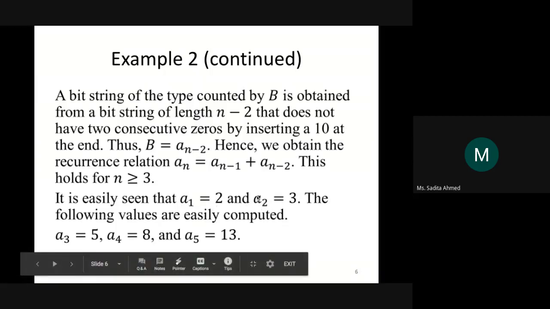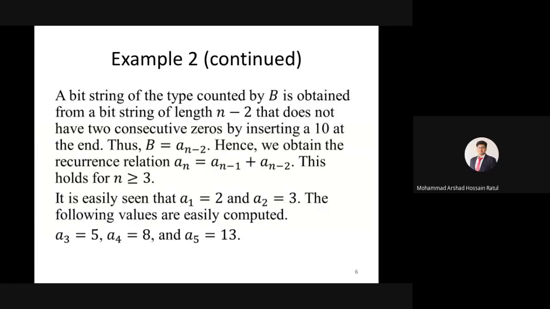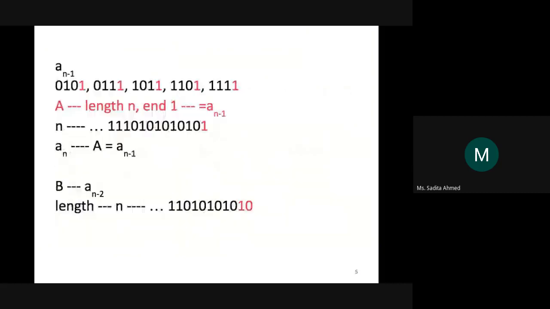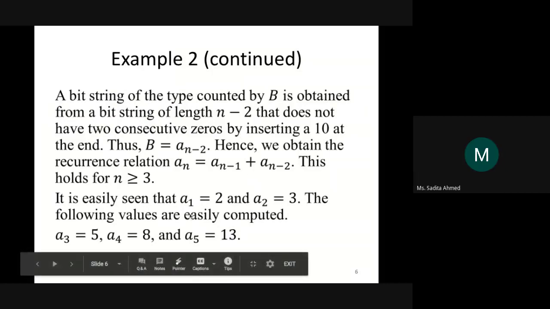A2 is the count of all bit strings of length 2. How many bit strings are there of length 2, guys? 4, exactly. What are those? 00, 01, 10, 11. From here, how many bit strings fit our definition? 3, because 00 will not be counted. Exactly, 3. So A1 and A2, we know the values are 2 and 3.